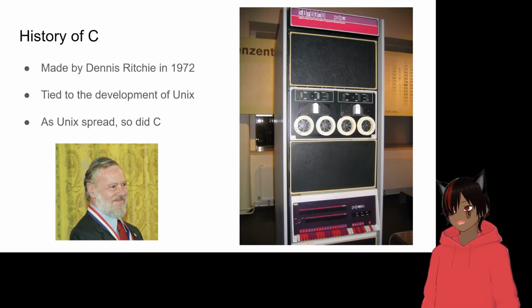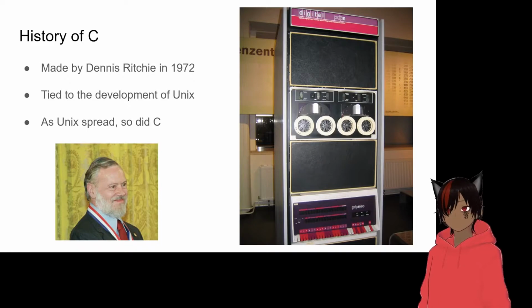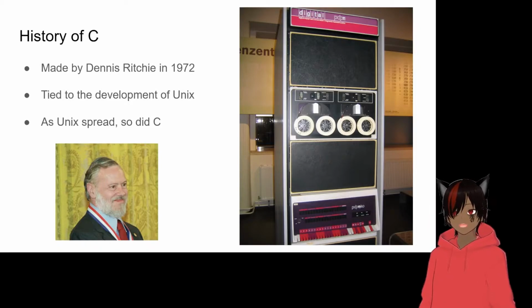So as you can see behind me, this computer here is the PDP-11. And wow, is it huge. But this is the computer that Dennis Ritchie used in 1972 to make C. He was really writing this operating system called Unix, and I believe he wrote it in PDP-11 assembly at first, and then he eventually wrote it in C, and developed C as a language to do so.